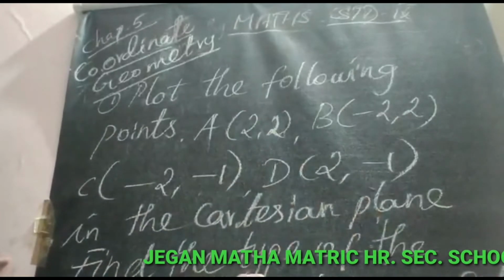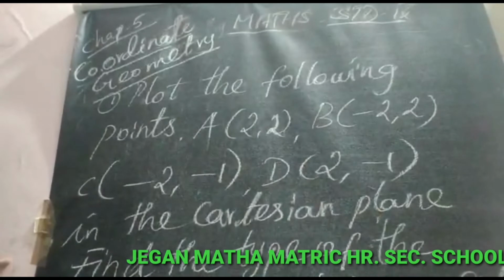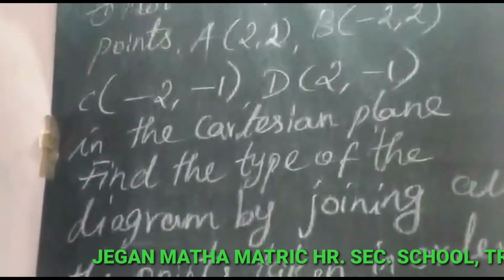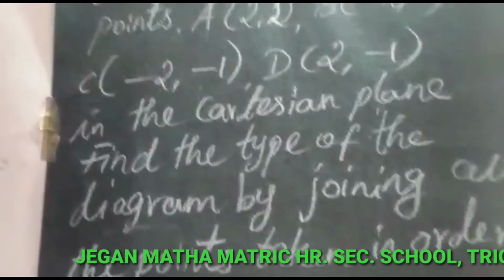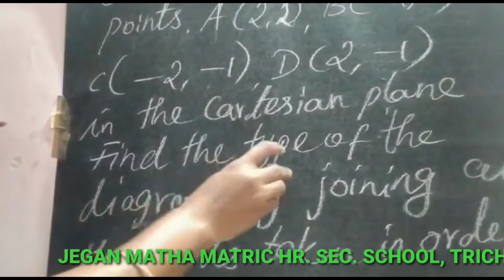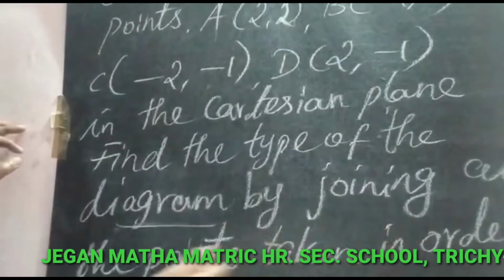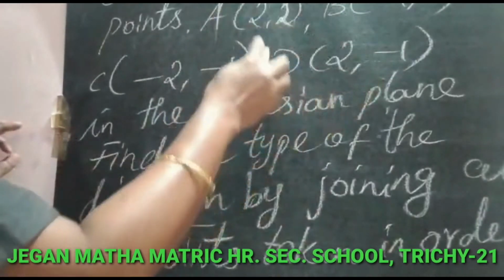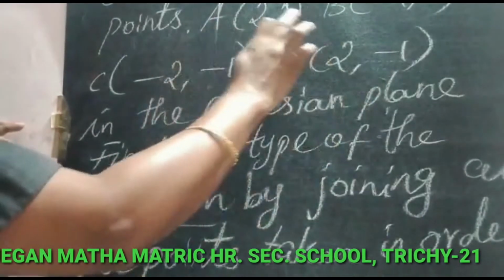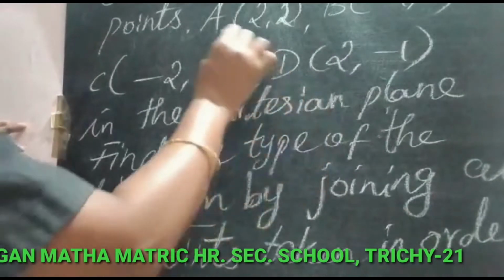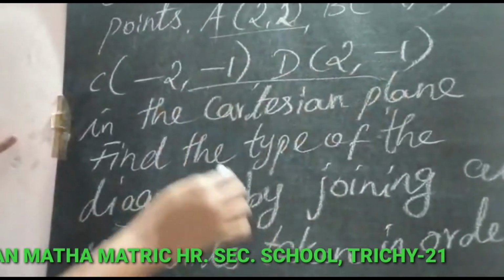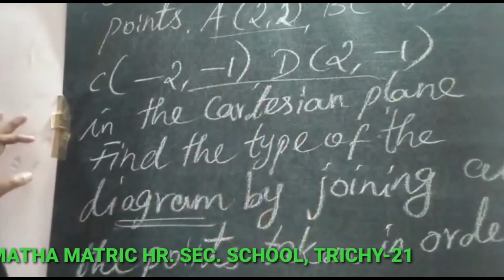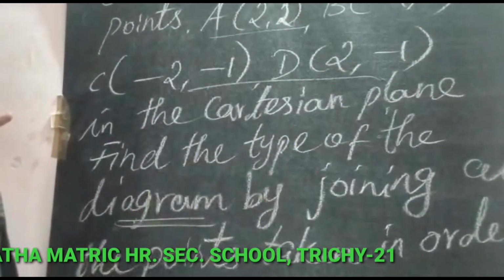After that, find the type of the diagram. So you have to find out which diagram we can form, by joining all the points taken in order. After plotting the 4 points, you can join all these points A, B, C, D, and you will get one shape. You have to find out what shape that is.